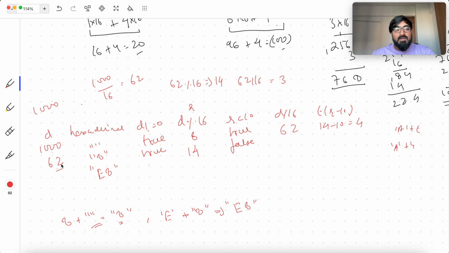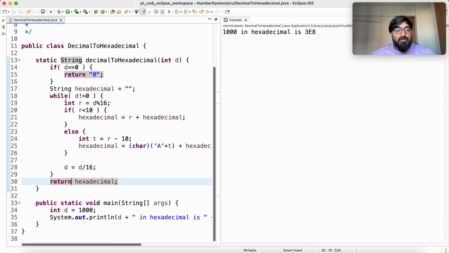Then you do d equal to d divided by 16: 62 divided by 16 is 3, since 16 times 3 is 48. So d by 16 is 3, and that goes back into d. All right, then we go back to check the while loop condition.